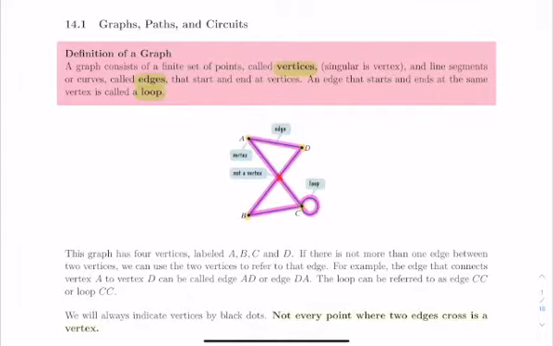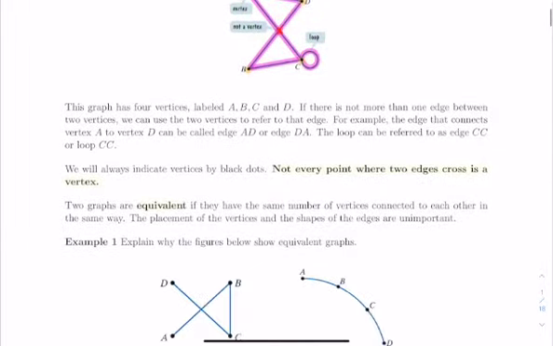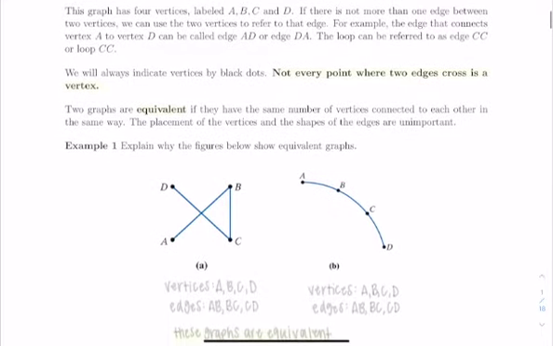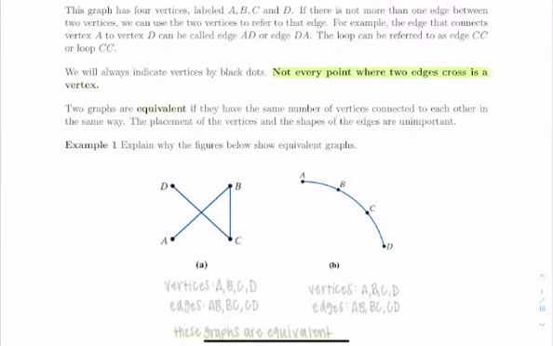If there is not more than one edge between 2 vertices, we can use the 2 vertices to refer to that edge. So for example, the edge that connects vertex A to vertex D can be called edge AD or edge DA. The loop can be referred to as edge CC or loop CC. We will always indicate vertices by black dots. Not every point where 2 edges cross is a vertex, and we saw that with that middle crossing.